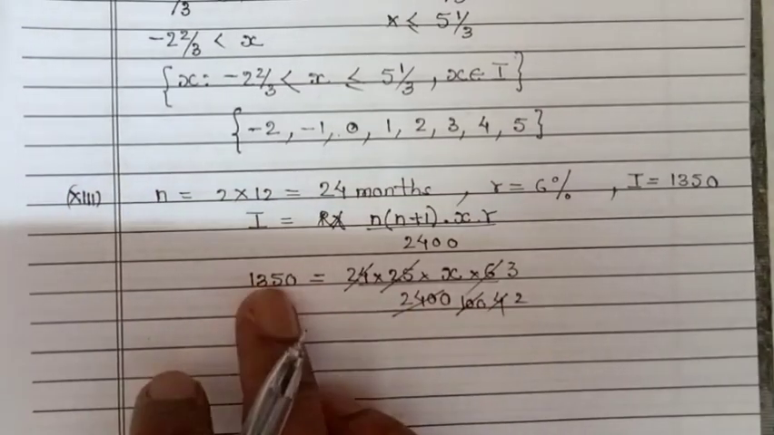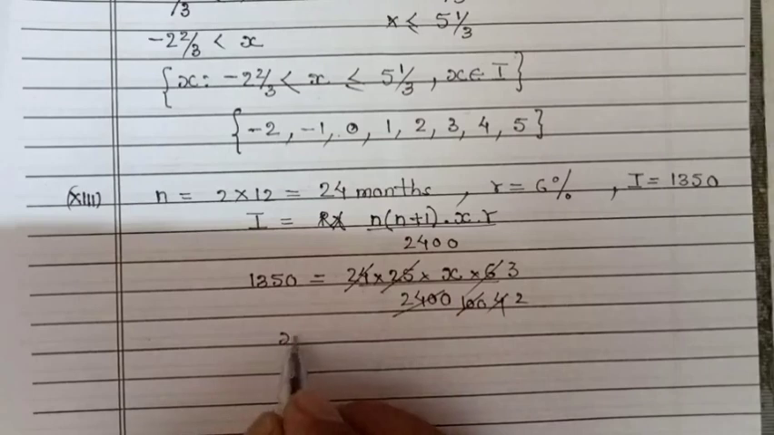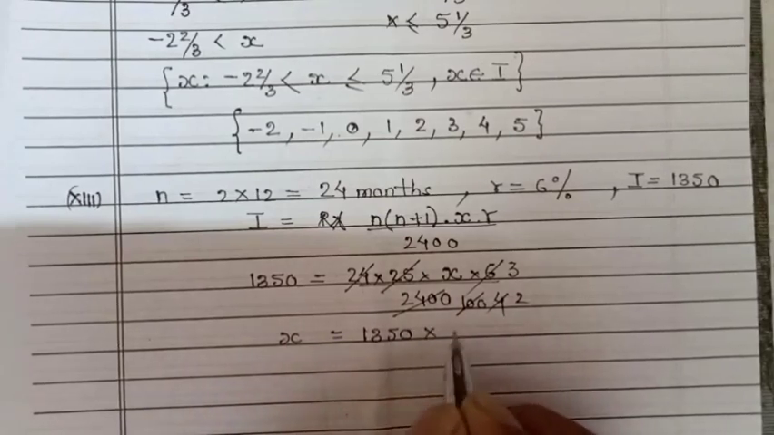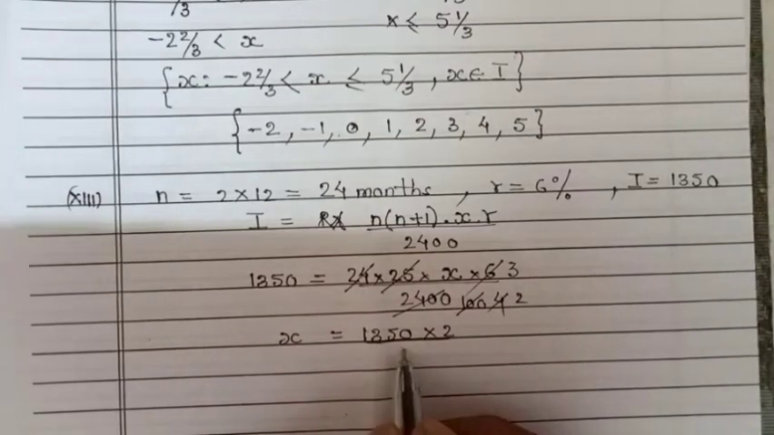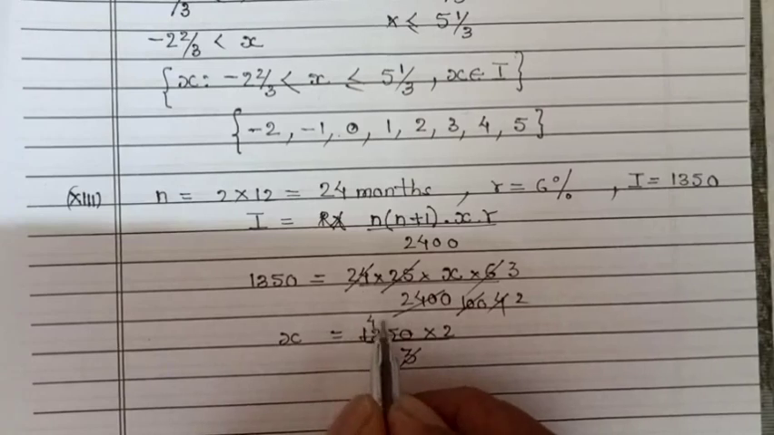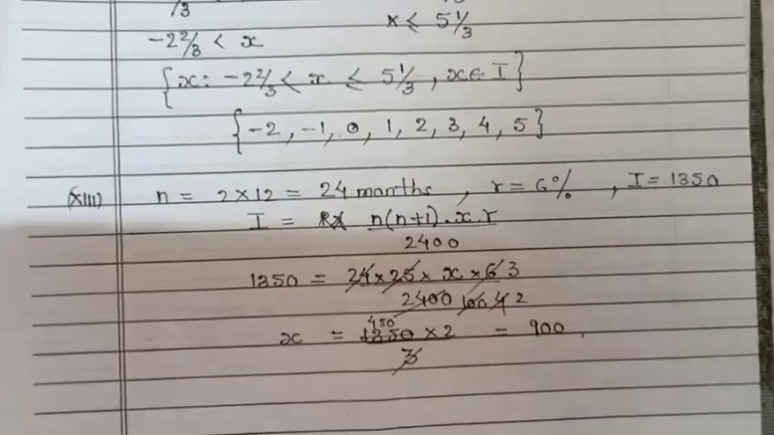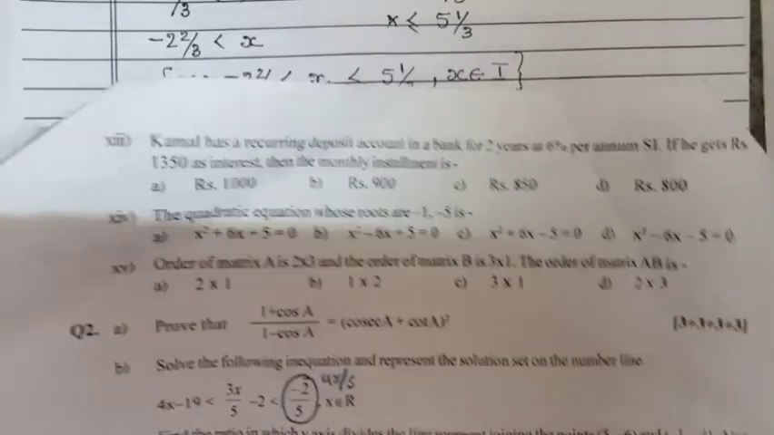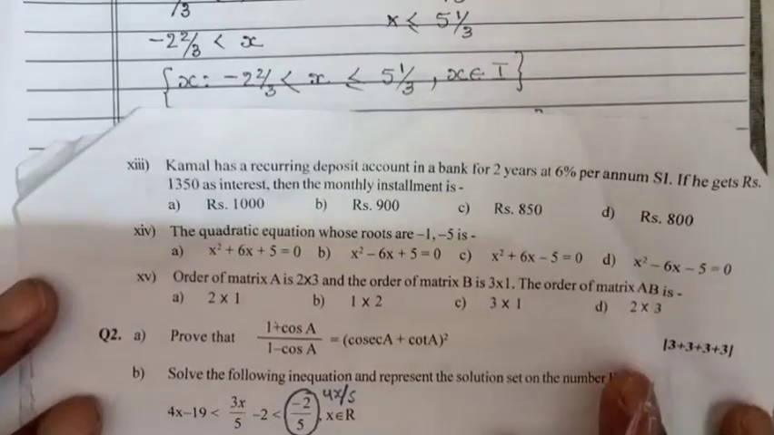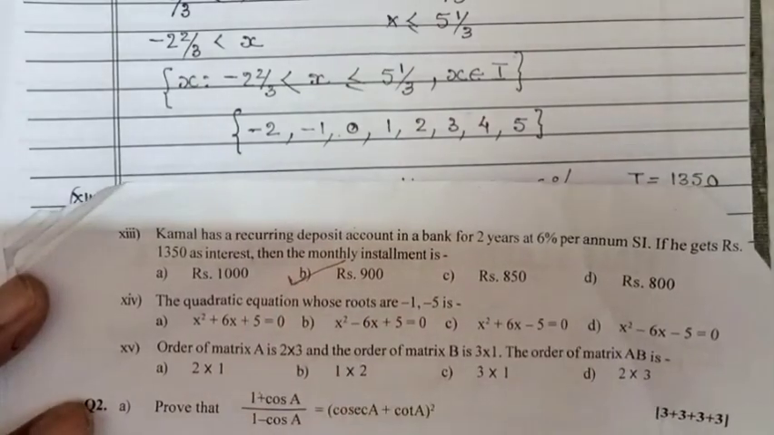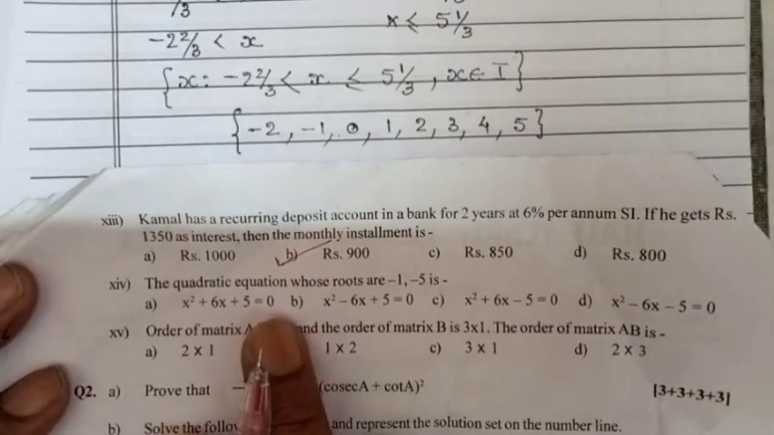Now on cross multiplication, you are getting x is equal to 1350 into 2 upon 3. So when you divide it by 3, you are getting 450 into 2, that is 900. So the monthly installment will be 900. So here the correct option will be B, 900.